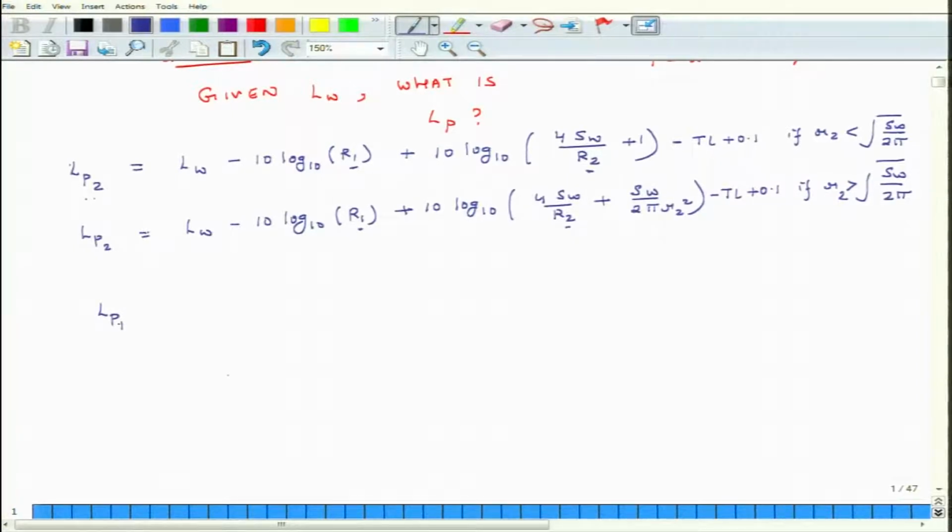LP1 equals LW, and this is something which we have explained in one of our earlier classes also, plus 10 log 10 for closed rooms 4 over R1 plus directivity factor Q divided by 4 pi R1 squared, plus 0.1. So, now we go back to our problem which we were just starting to define.